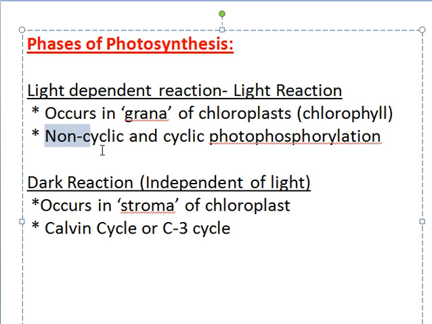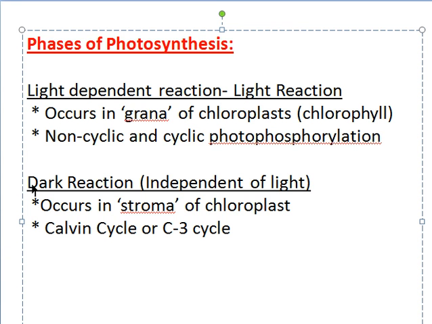One is non-cyclic photophosphorylation and the other is cyclic photophosphorylation. Now what does this weird term photophosphorylation mean? Photo means light and phosphorylation means addition of phosphate groups. So if the phosphate group is added in the presence of light in a non-cyclic manner, the process of light reaction is the non-cyclic photophosphorylation, and if it occurs in a cyclic manner, it is the cyclic photophosphorylation. Okay, this we'll discuss in the next slides.